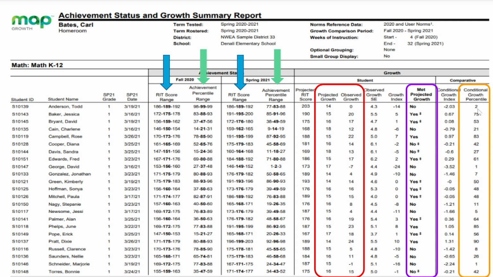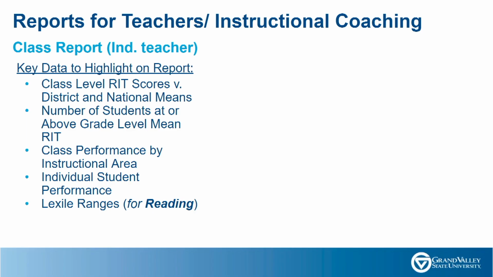So Todd here at the top was projected to grow 14 RIT points. He did not grow at all. There was zero growth. He did not meet his projected growth target and was in the bottom 2 percentile of all students across the country in terms of growth. So those might be students that we really want to target for some other supplemental academic interventions over the summer months, and potentially flag for some interventions in the fall.